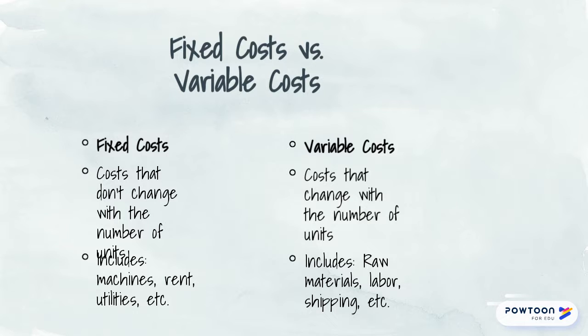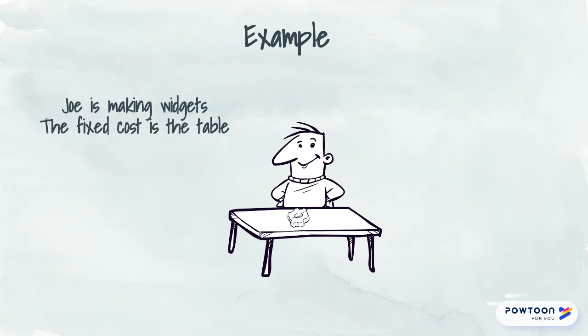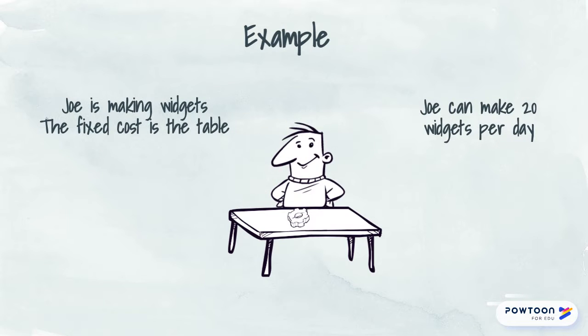Variable costs are costs that change with the number of units. Variable costs include raw materials used to produce the units, labor to make the units, shipping, and such as that. Let's look at an example. Joe is making widgets. The fixed cost is the table. Joe is paid by the piece, so he is a variable cost. The metal to make the widget is a variable cost as well because it increases with each widget.